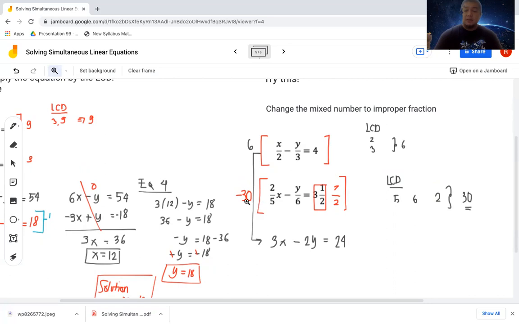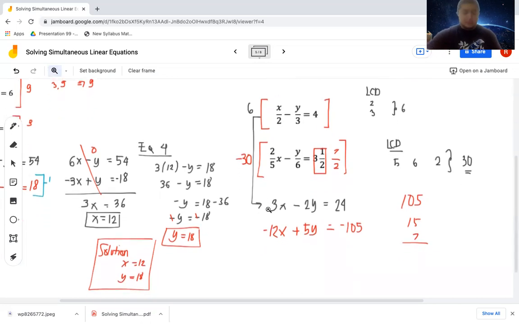So in this case, negative 6 times 2 will give us negative 12x. And then this one, negative 30 divided by 6 is negative 5, times y is plus 5y. And then negative 30 divided by 15, negative 15 times 7 is going to give us 105, negative 105 to be exact. If you're going to ask how we got 105, 105 is equivalent to 15 times 7. Okay, so that's how we get it. And since the sign of this one is negative, then it becomes a negative one.